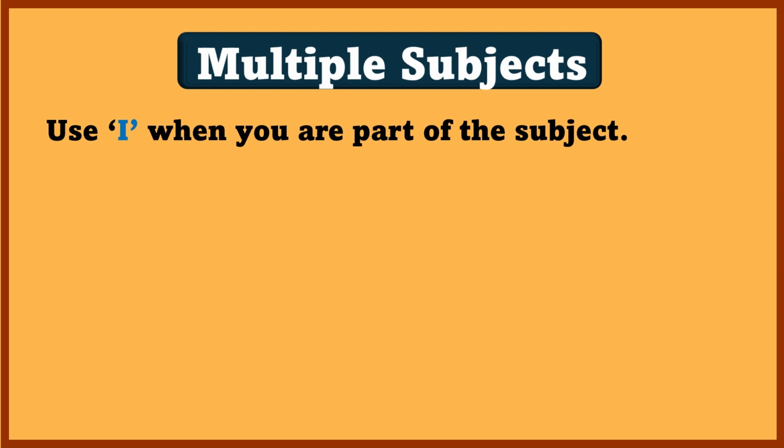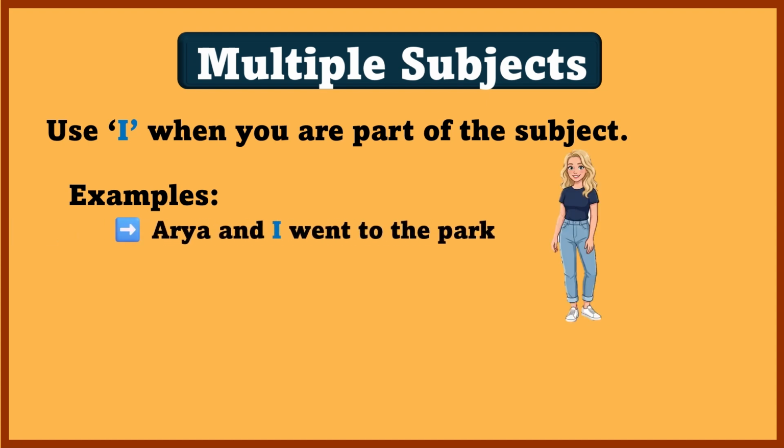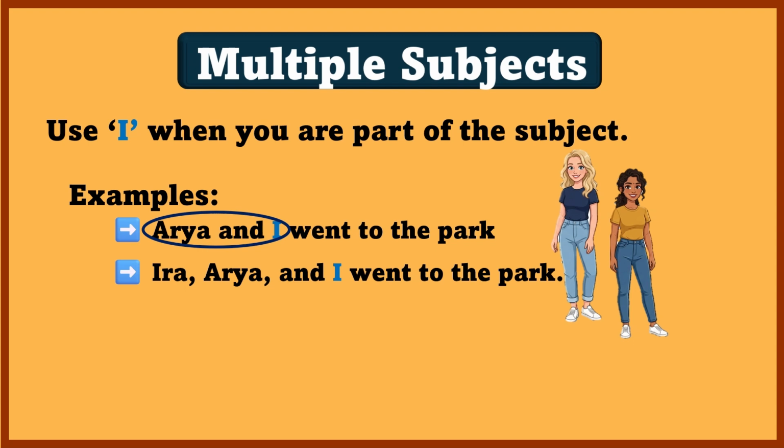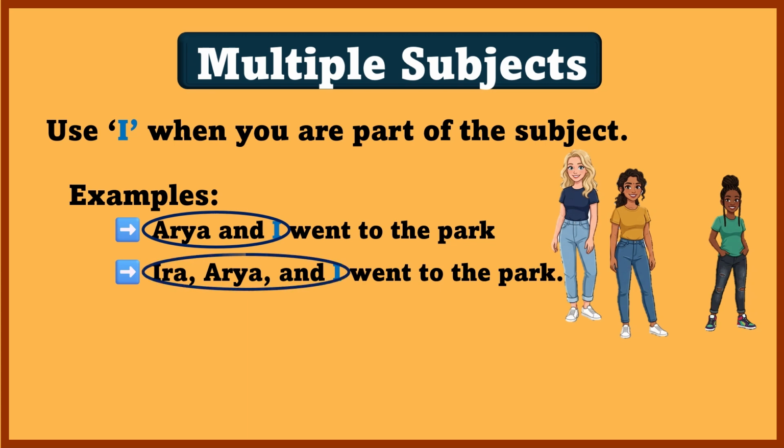When there are multiple subjects in a sentence, the pronoun I is still used when you are part of the subject group. Let's look at some examples. Arya and I went to the park. In this sentence, Arya and I are the subjects. Ira, Arya, and I went to the park. Here, Ira, Arya, and I are the subjects.